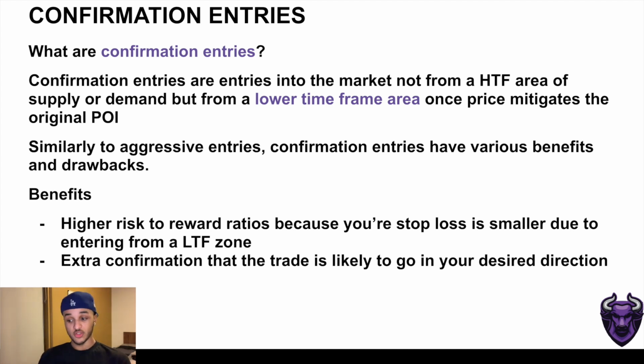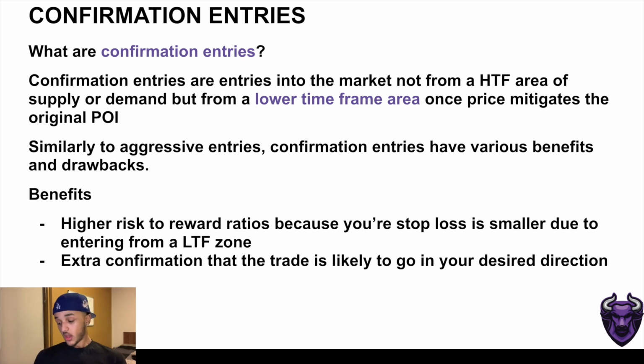Similarly to aggressive entries, confirmation entries have various benefits and drawbacks. Some of the benefits are you have a higher risk to reward ratio because, like I previously mentioned, you're entering from a lower time frame area of supply or demand. So your stop loss is likely to be smaller. On the higher time frame, sometimes you can experience stop losses of 30 pips and onwards. When you're entering from a lower time frame, you can see stop losses of maybe 10, 15, 20 pips, which is more ideal as it increases your potential gains as you can use a larger lot size within your risk management plan. And it also adds an extra confirmation that the trade is likely to go in your direction.